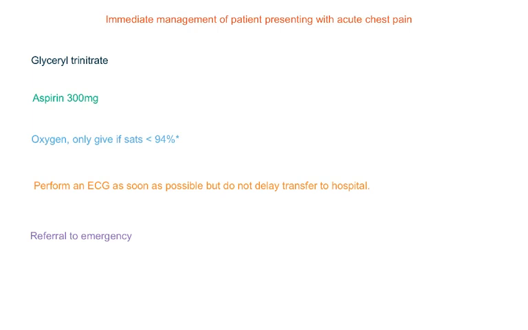The second step is to give aspirin. You give a loading dose of 300 milligrams quickly. Aspirin is basically an antiplatelet. So how does it work? Here's the vessel and here's the plaque.